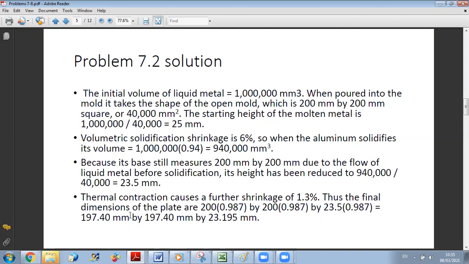And then in the second step, to find the value of thermal contraction, each dimension is reduced by 1.3%. This is why you multiply the dimensions after phase 1 each by 0.987, which corresponds to 100% minus 1.3%. So for each side you have 200 times 0.987, which is 197.4 millimeter, while for the height it's 0.987 times 23.5 millimeter, which is already reduced from 25. So you get the final height and the final dimensions of your base.